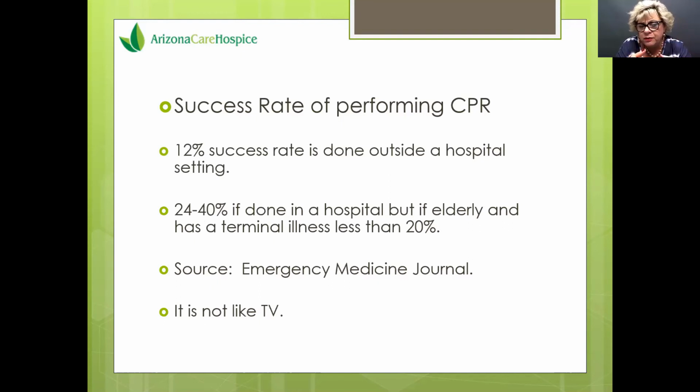So I'd always tell people, it's not like TV. It's not like you perform CPR and they come back the way they were before. Chances are 80% of people are not going to come back the way they were before. And once you've explained that to families, they tend to sometimes have a different perspective on that.